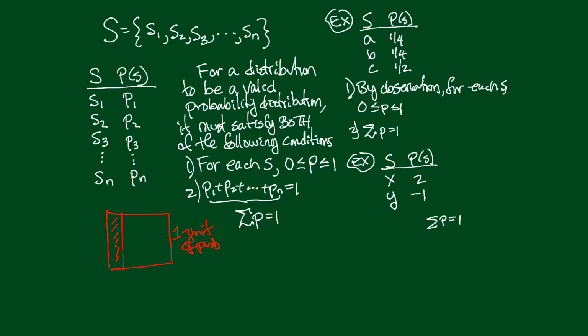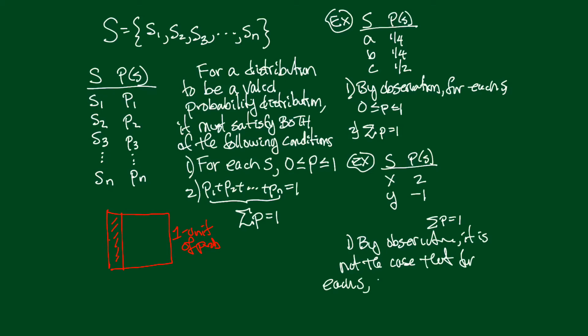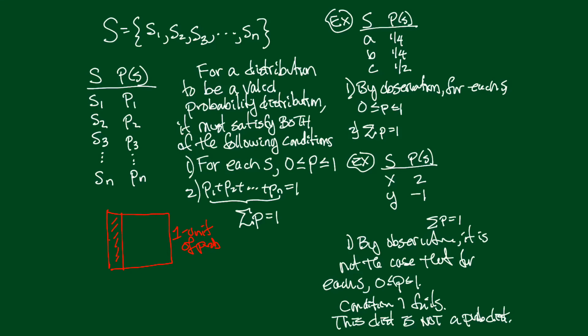But it's not. Because number one, you would say by observation, it is not the case that for each S, 0 less than or equal to P less than or equal to 1. So condition 1 fails, and as long as one of them fails, I can just claim this: this distribution is not a probability distribution.